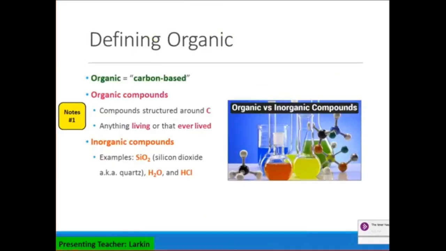Excellent. Okay, so we talked about organic on Wednesday. This was our most recent lesson, so this should be super familiar. Remember, organic means that things are carbon-based. Organic compounds are compounds that are structured around the atom carbon, and those include things that have ever lived or that are living. Inorganic compounds, on the other hand, aren't centered around carbon, and they don't necessarily come from living organisms. So, for example, silicon dioxide, which is quartz, water, and hydrochloric acid.